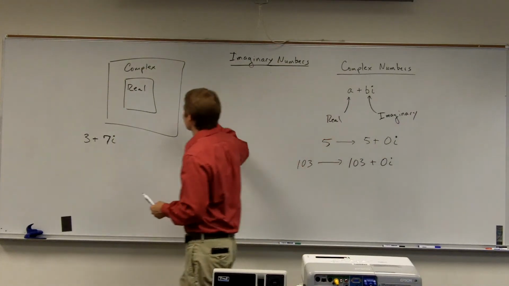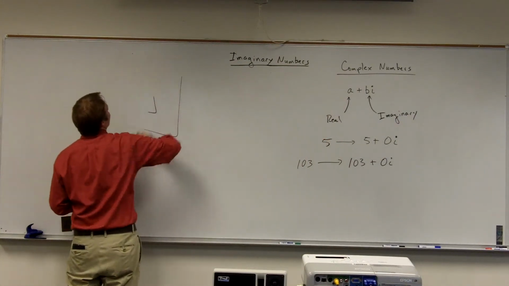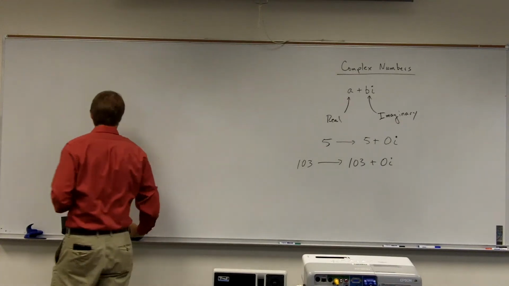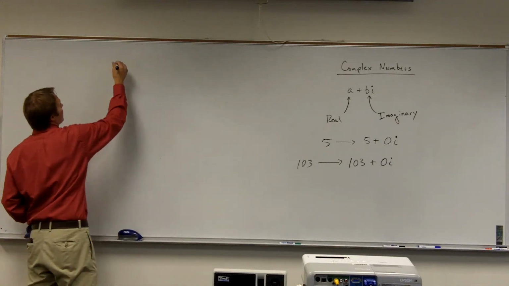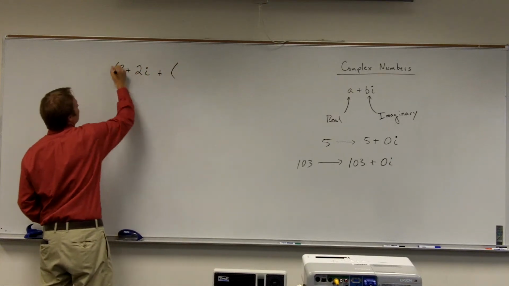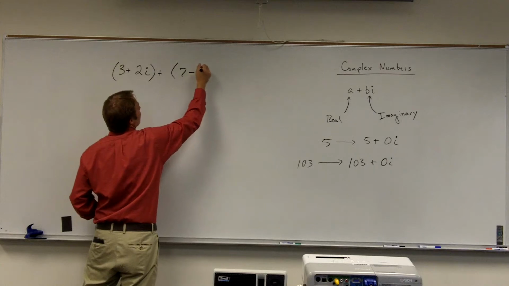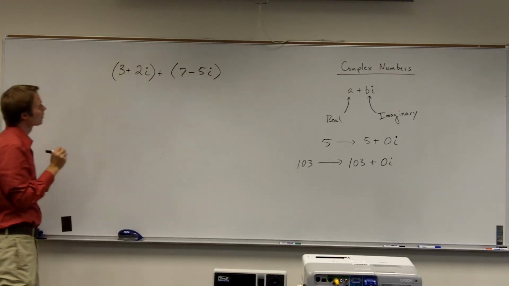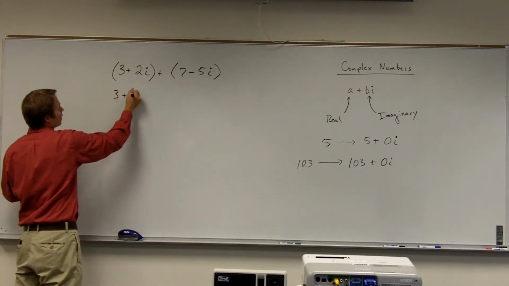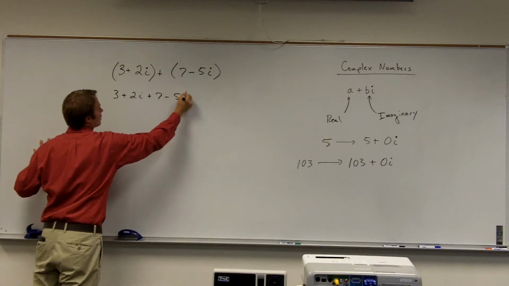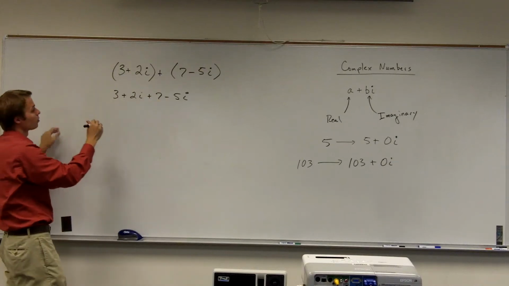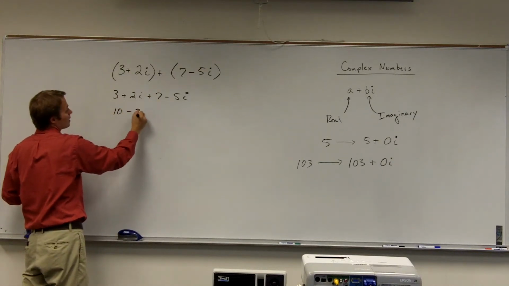Okay, so when we're dealing with complex numbers, we can do arithmetic with them, just like we can do with real numbers. So for example, if I have 3 plus 2i, I can add that to another complex number, something like 7 minus 5i. And the arithmetic is exactly what you would think you would do with it. I can just think of this as 3 plus 2i plus 7 minus 5i. I'm going to combine the imaginary parts, and I'm going to combine the real parts. So I'm just going to end up getting 10 minus 3i.